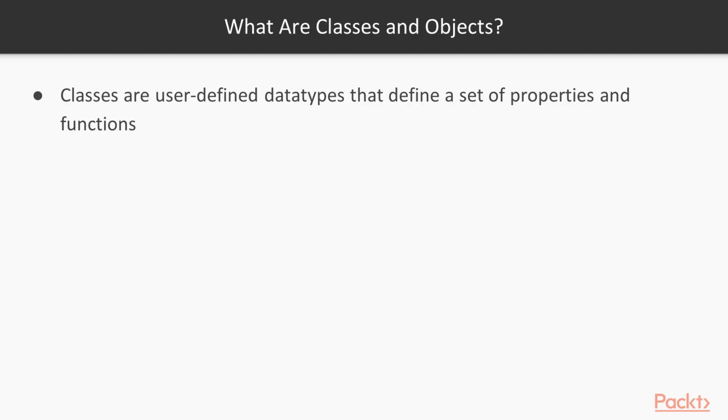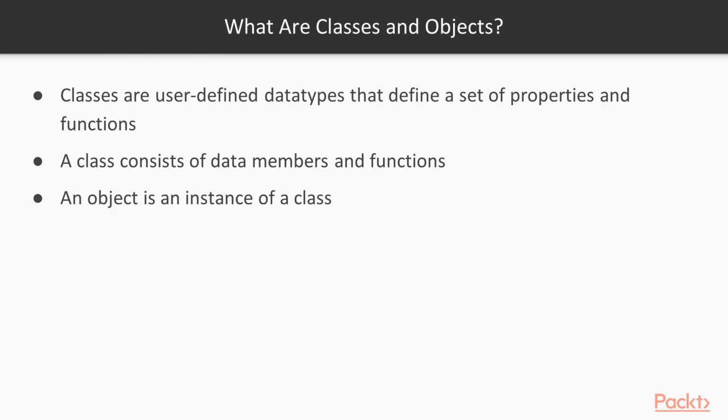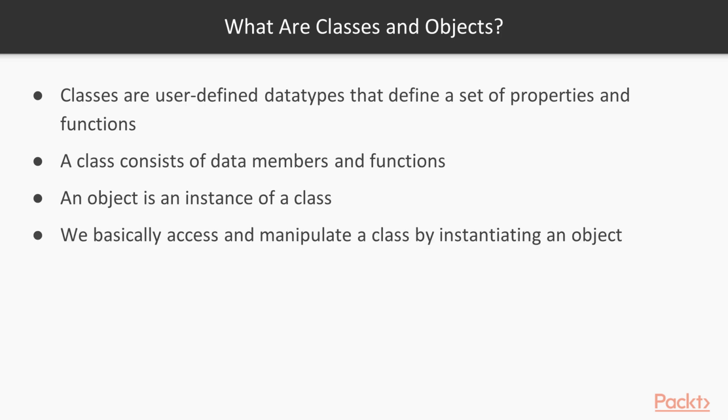Classes are user-defined data types that help a user to define a set of properties and functions as per their own wish. A class consists of data members and functions. By data members, we mean variables. An object is an instance of a class. We basically access and manipulate a class by instantiating an object. This means that in order to use the different data members and functions of a class, you need to instantiate its object. Let's move on to the code section.